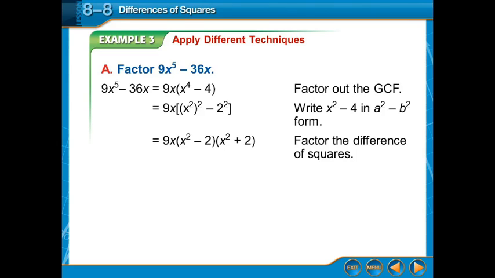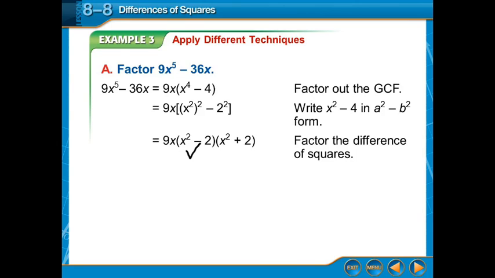And you're left with 9x. Don't forget that. You can't just eliminate it. You have to keep it as a factor, times x squared minus 2 times x squared plus 2. And don't fall into the trap of thinking that you can factor that using the difference of two squares, because 2 is not a perfect square. And so they're always going to give you things that they think you'll make a mistake on, unfortunately.